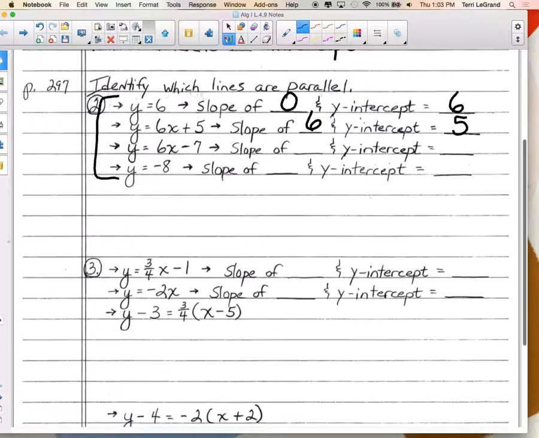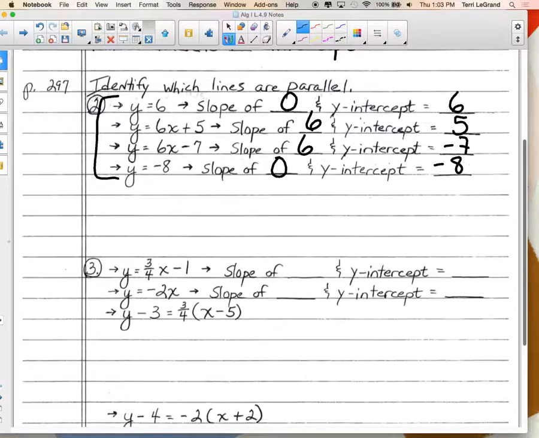How about the next one? What's its slope? 6. And its y-intercept is? -7. Okay. How about the next one? Slope of 0 and a y-intercept of? -8. Okay. Do we have any sets, whether there's 2 in the set or 3 or all 4 or whatever?